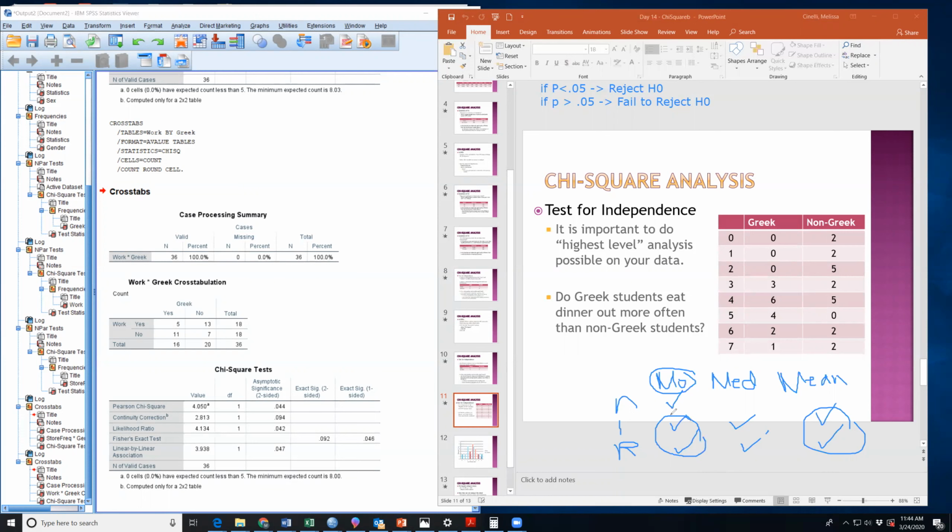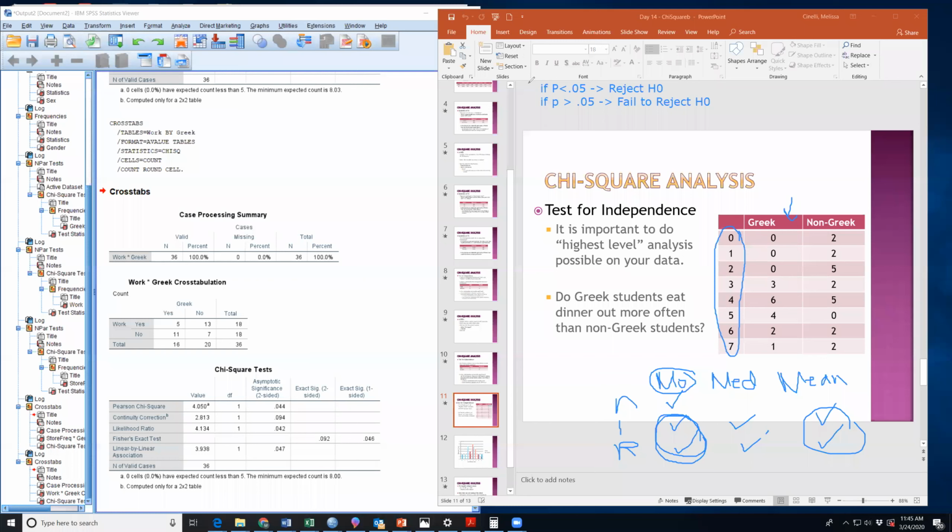But because we can report information about frequencies, if you have interval or ratio data, you could do a chi-square test if you wanted. So we have this question: do Greek students eat dinner out more often than non-Greek students? Here is our predictor variable, Greek versus non-Greek. We have this outcome variable, which is the number of nights per week that students are eating dinner away from home. Here are all of the possible options that they could have circled, 0 through 7. And here is the frequency data. Here's how many Greek students circled 0, how many Greek students circled 1, etc. And the same for non-Greek students.